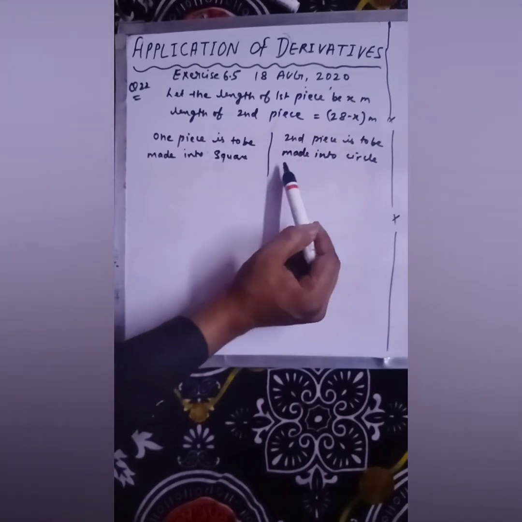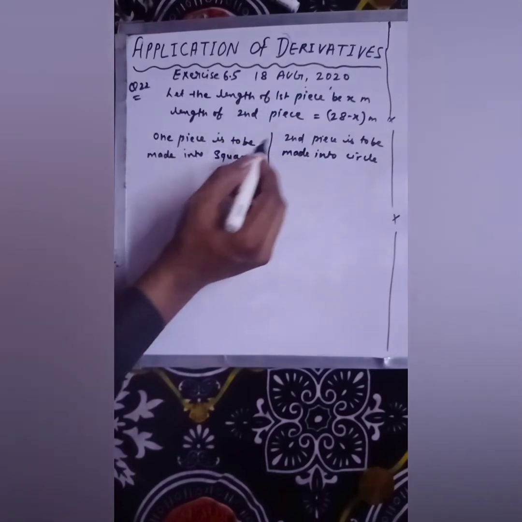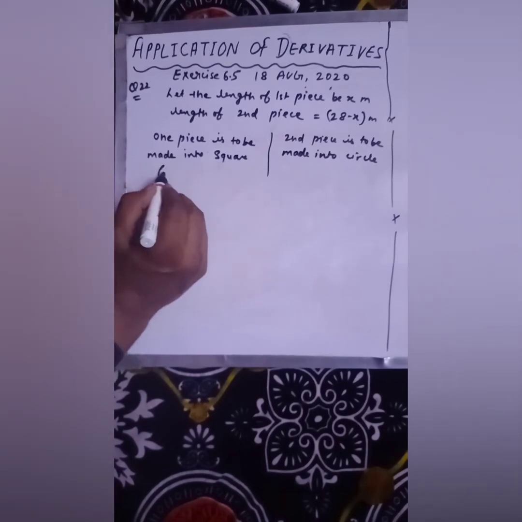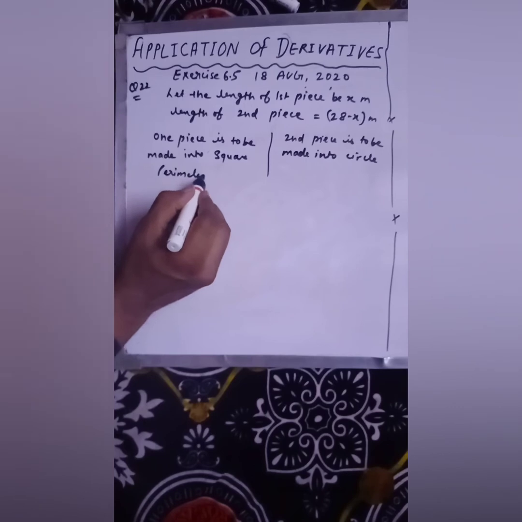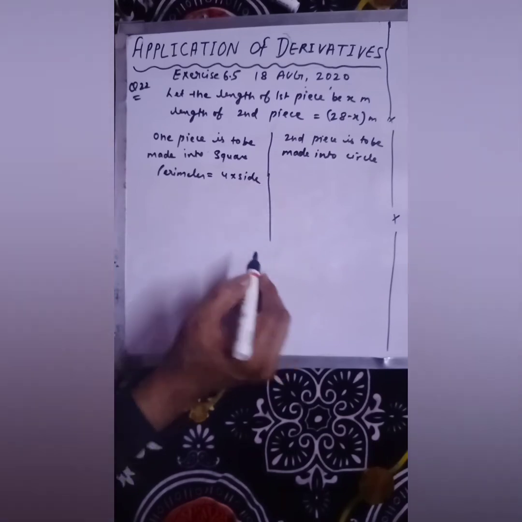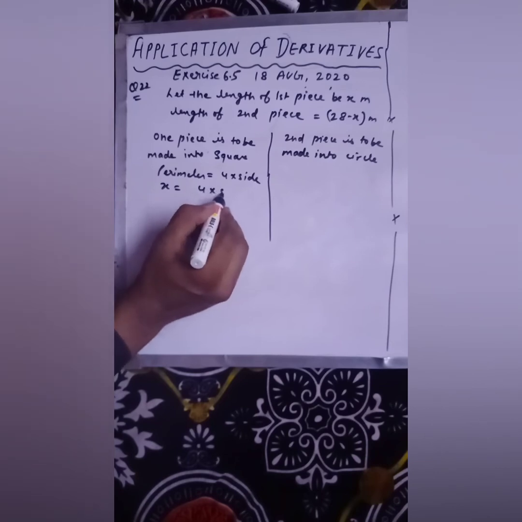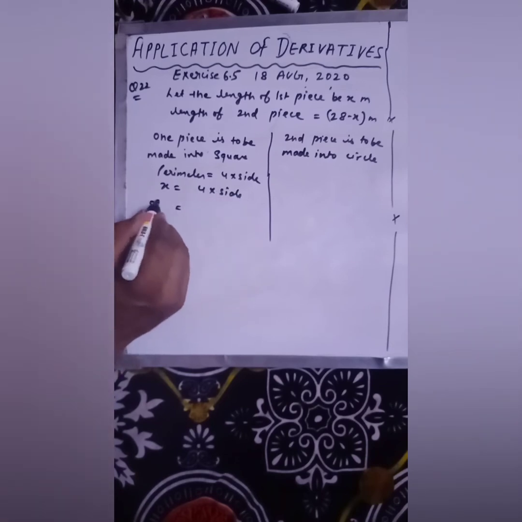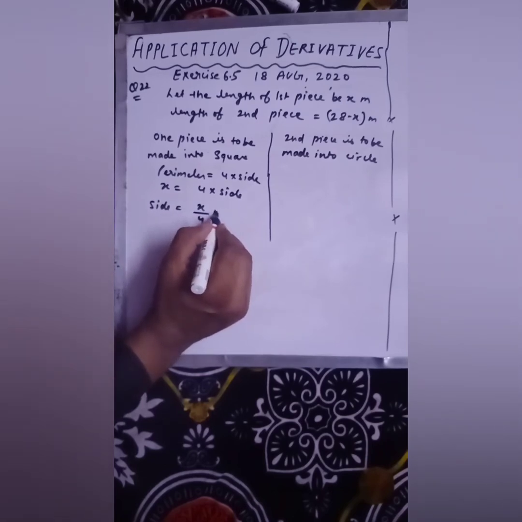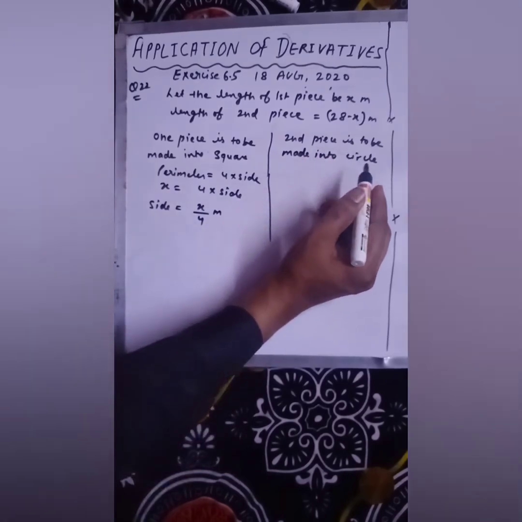Okay, and the second piece is to be made into the circle. If we are converting the first piece into the square, then this x will be the perimeter of the square. Perimeter is equal to 4 into side. This is the formula to find the perimeter of a square. Fine. So perimeter is given, this is x, and this is 4 into side. So the side would be x by 4 meter.